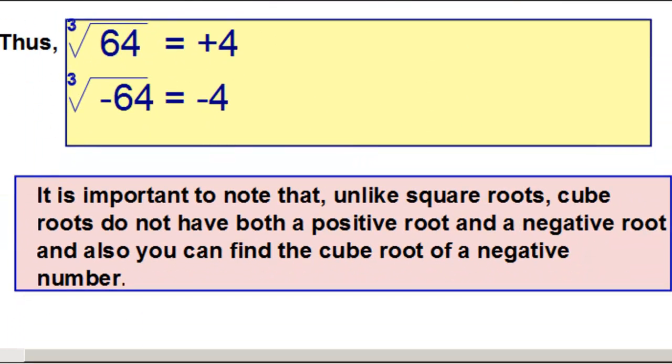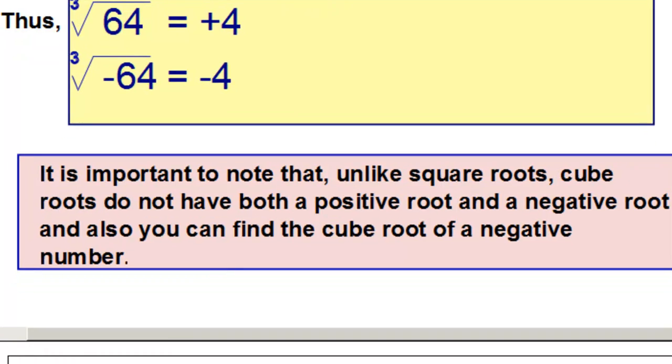It is important to note that, unlike square roots, cube roots do not have both a positive root and a negative root. And also, you can find the cube root of a negative number.